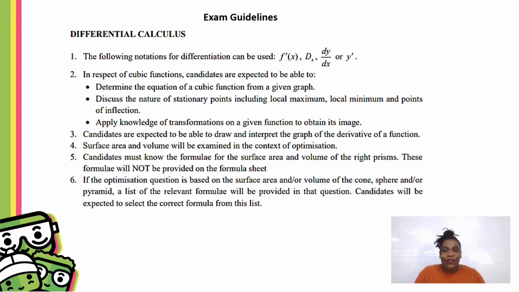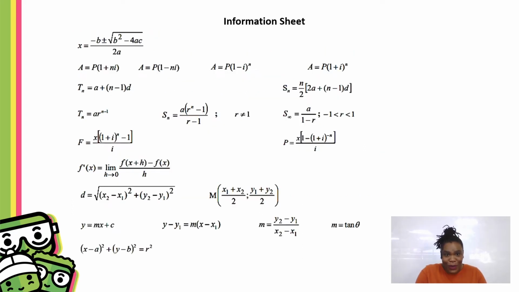Surface area and volume, you should be able to work with those formulas. You're not expected to know the formulas. You will be given the formulas, but know when to use what. Look for keywords. When you see volume, when you see surface area, you know that area is going to be squared. Volume, you're looking at something that is cubed, and be able to use that in point number 6 when you're asked to work with optimization questions.